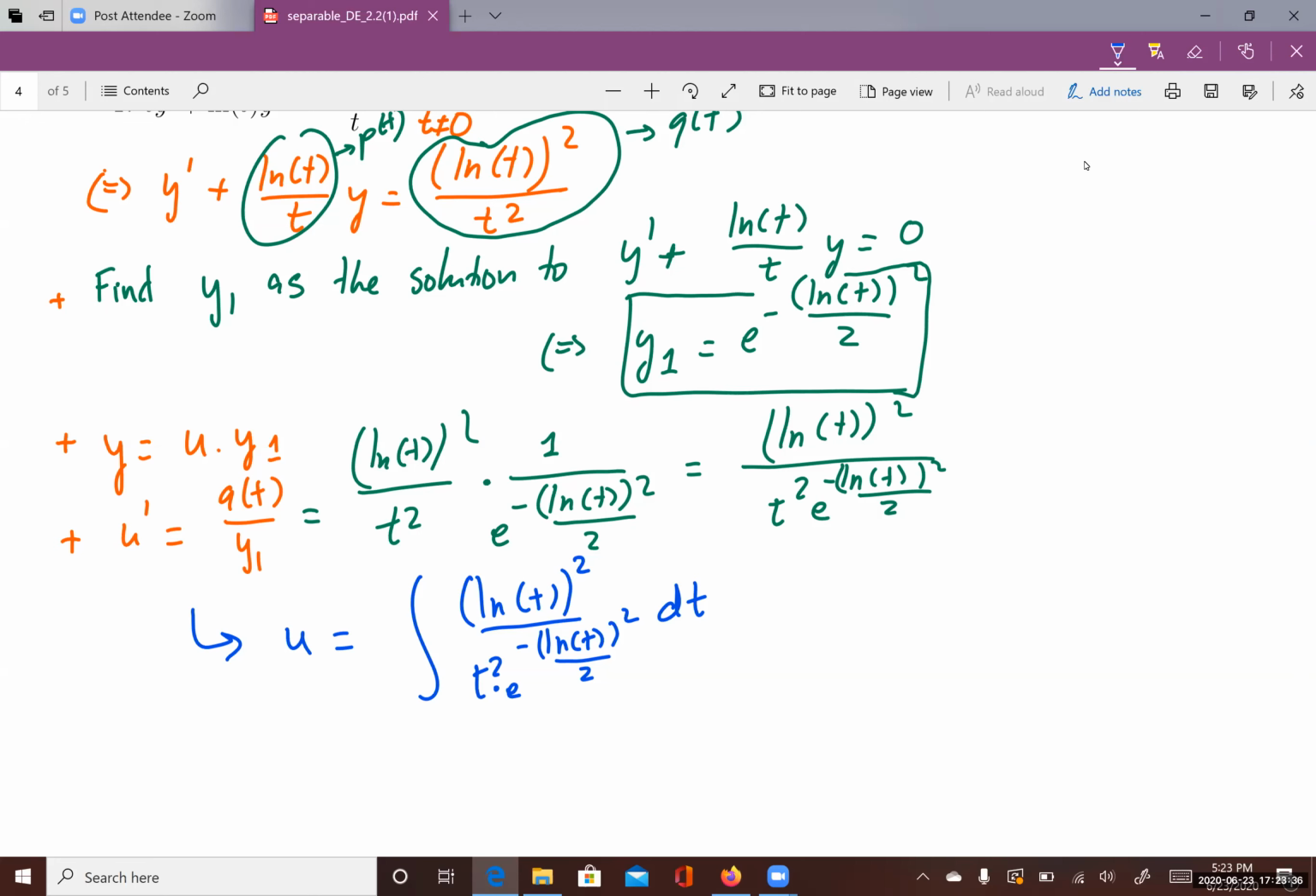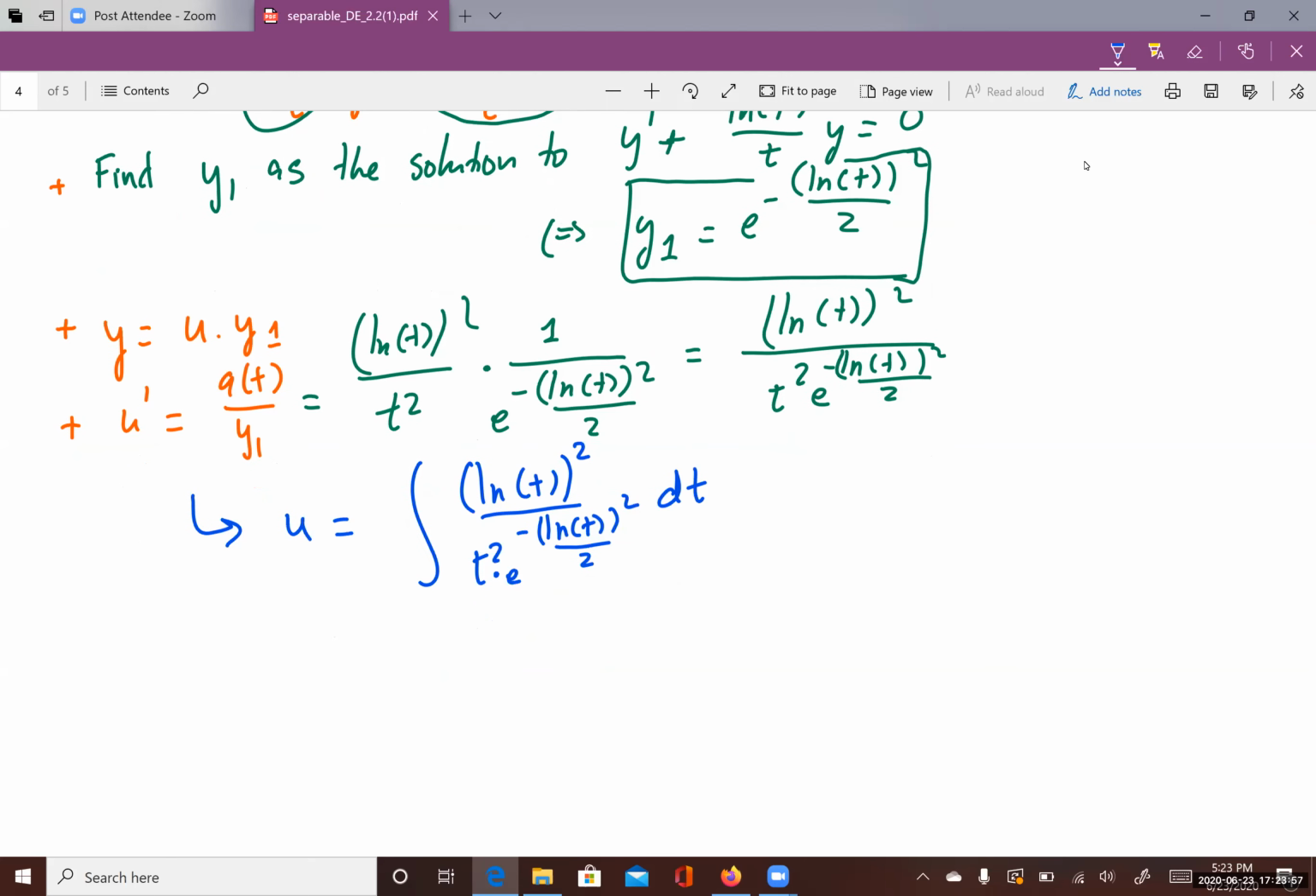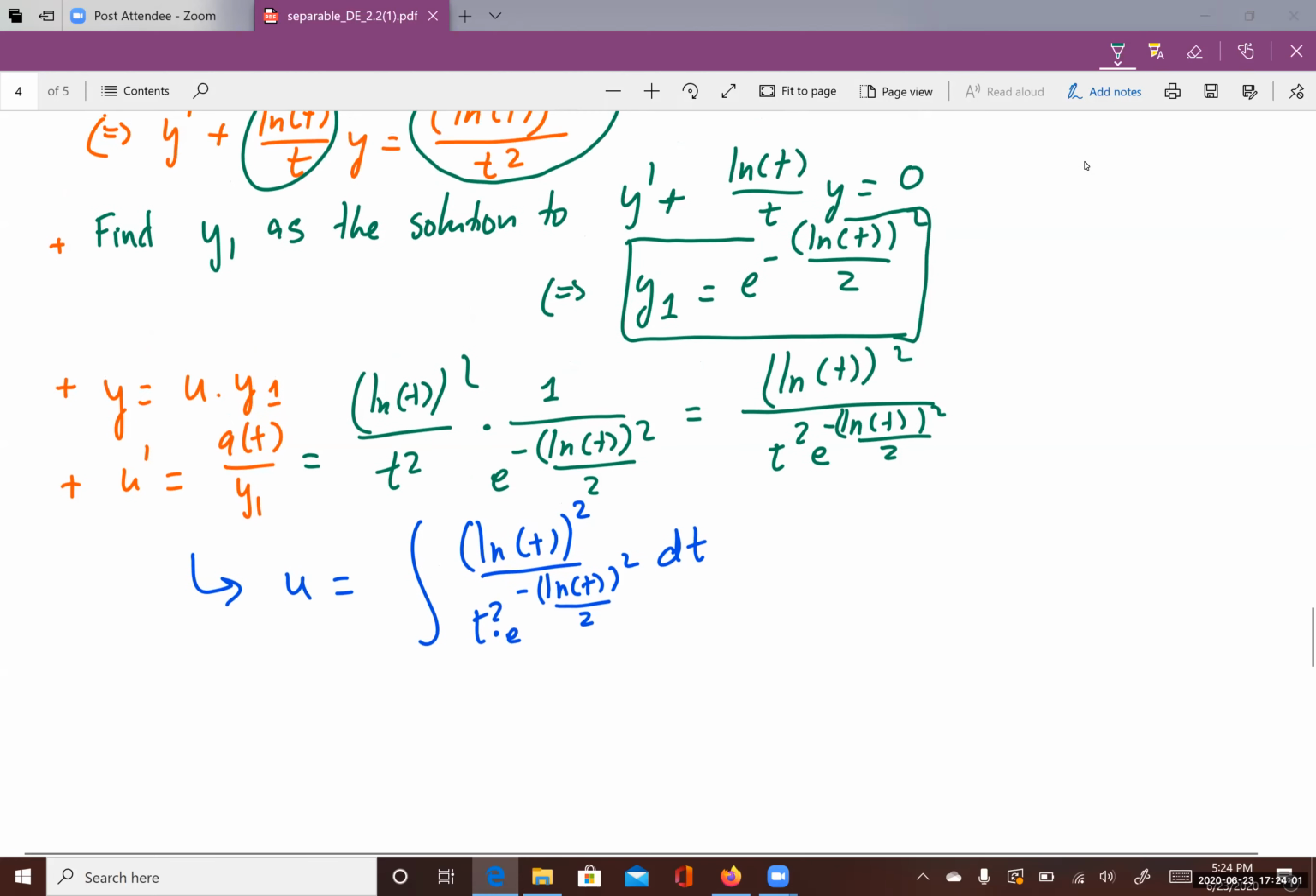All right, at this point, I don't think we can find this integral explicitly. So we can just leave it in the integral form. But at least I know what u is, right? And how I could find u. And once I have u, then I can substitute u into this equation in order to find y.